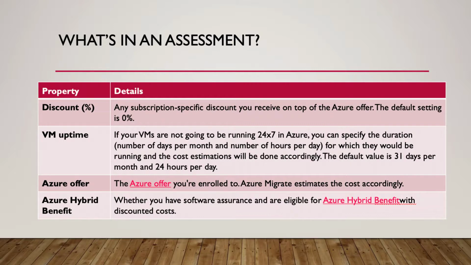And then there is the Azure offer, which is the Azure offer you're enrolled to. Azure Migrate estimates the cost accordingly. So if you're looking at that property and that's not really the offer you're going with, make sure you're changing it to whatever you want to estimate under. And then the Azure Hybrid Benefit is the next property, which is about whether you have software assurance and are eligible for Azure Hybrid Benefit with the discount cost. Usually it is more focused on Microsoft products itself.